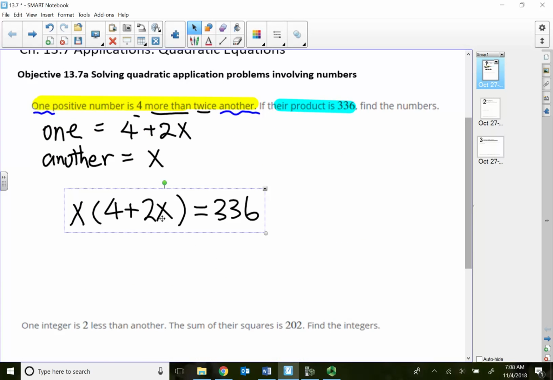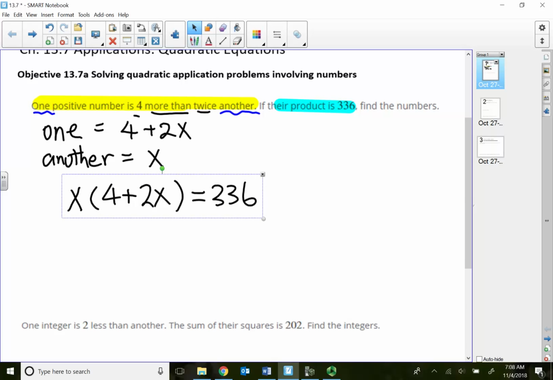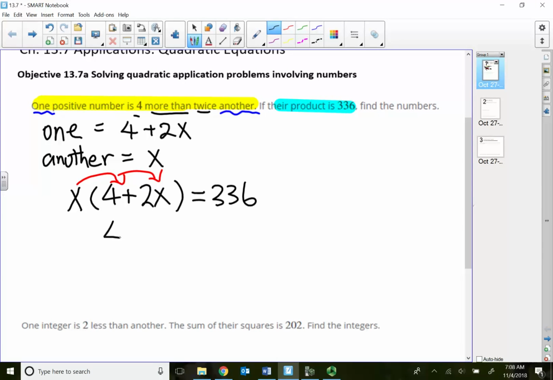Let me move this over a little bit. All right, so let's solve for it. From 13.6, step number 1 when we're solving a quadratic equation is to identify how many terms. So here I've got 2 terms. My first term has parentheses, so that reminds me to do a distribution. So x times 4 is 4x. x times positive 2x is positive 2x squared, so that should be the degree of the polynomial. Therefore, my 2x squared has got to be the first term. So I go ahead and put the 2x squared as the first term, equal to 336.